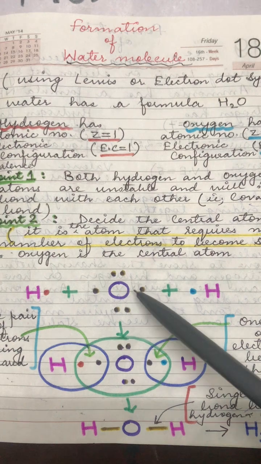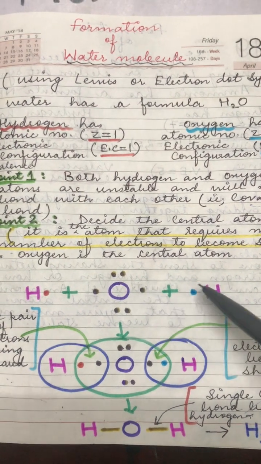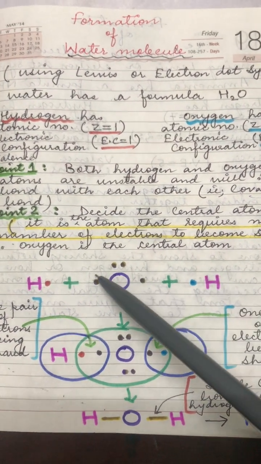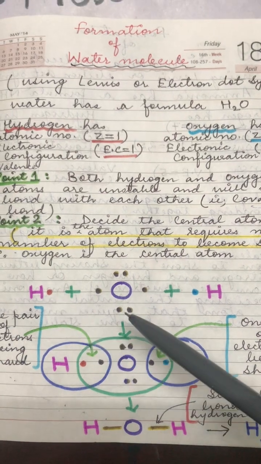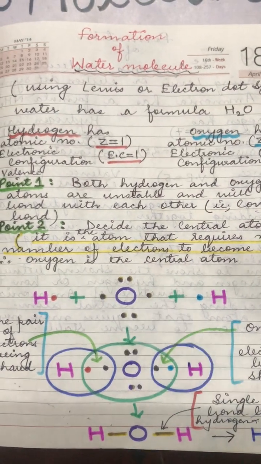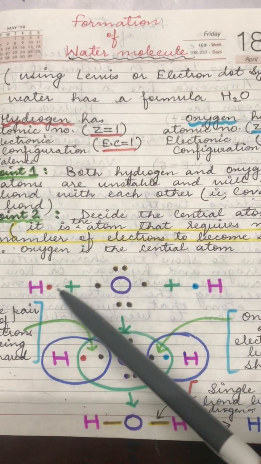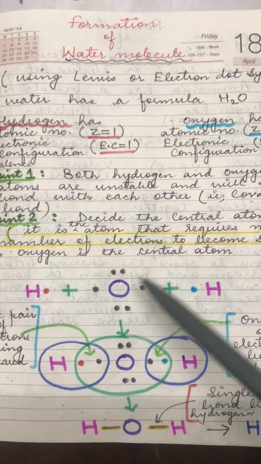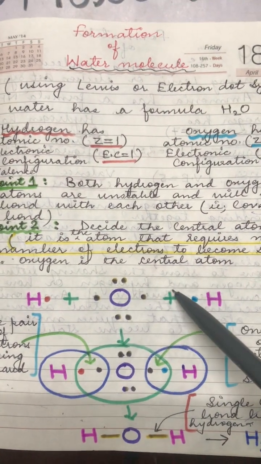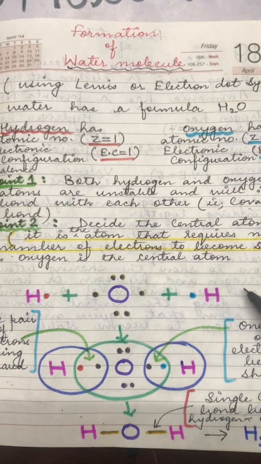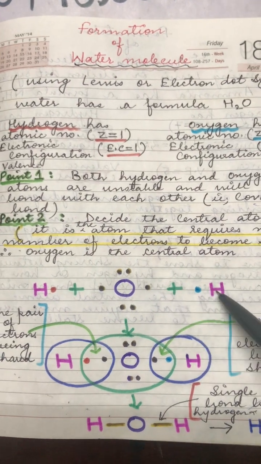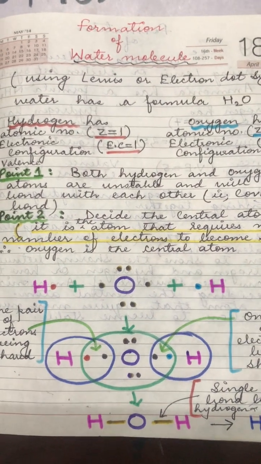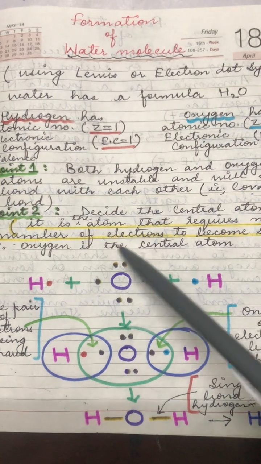Therefore, it is going to share one of its electrons with one hydrogen atom and another electron with another hydrogen atom. Since oxygen requires only 2 electrons, one electron will be provided by one hydrogen atom, and another electron will be provided by another hydrogen atom. And in turn, we show the structure like this.